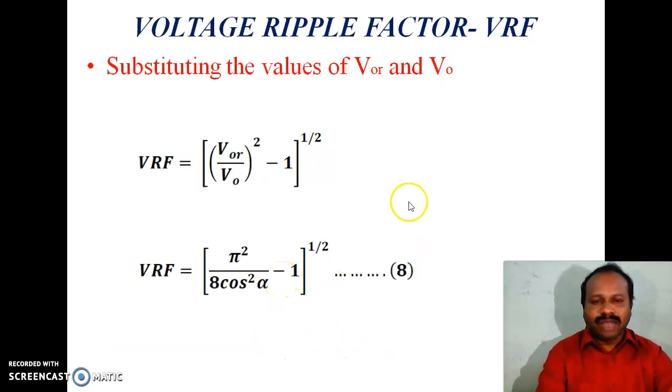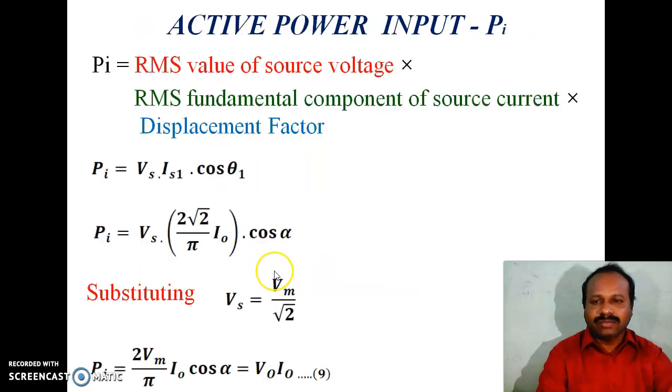Next, voltage ripple factor represented by VRF. VRF is given by the square root of (V naught R by V naught) the whole square minus 1, the whole power 1 by 2. Here V naught R means the RMS value and V naught means the average value. By substituting the RMS and average values, we get the voltage ripple factor VRF equal to square root of pi square by 8 cos square alpha minus 1.